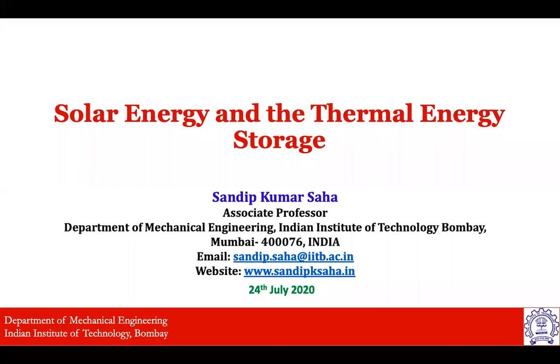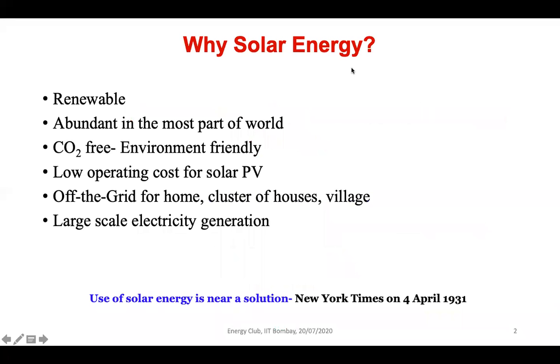Okay, so coming to solar energy, we need to understand why we want to use it. First, solar energy is renewable and it is abundant in most parts of the world. Third, it is CO2 free and basically environmentally friendly. And for solar PV, the operating cost is very low. Also, it can be used for off-grid applications such as for a home, a cluster of houses, maybe a village, even a cluster of villages.